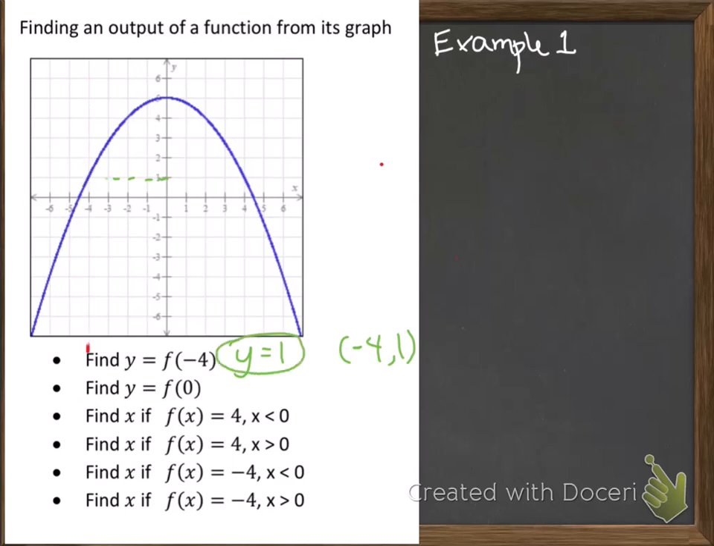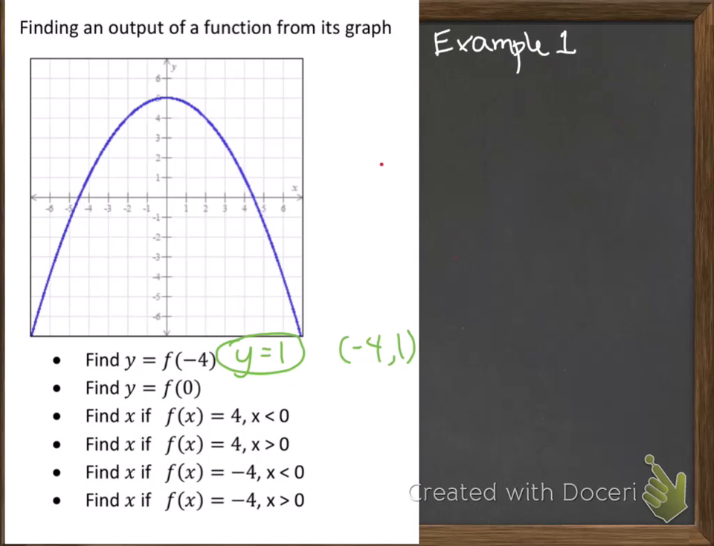All right, the next one says y equals f of 0. Again, remember 0 is your x value. So here's x equals 0. So here is the y value where the function crosses that line. And it looks to me like it's y equals 5. And again, if you had to write that as an ordered pair, you'd say x is equal to 0, y equals 5.